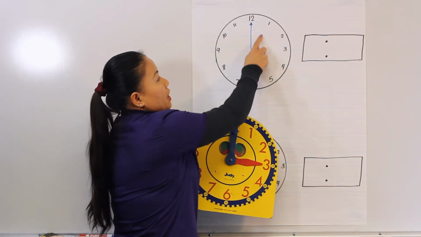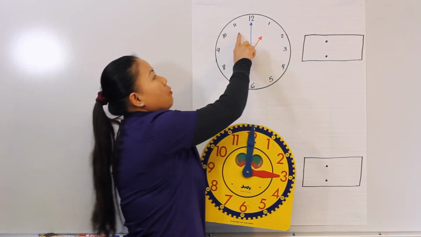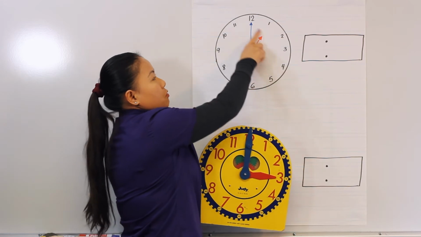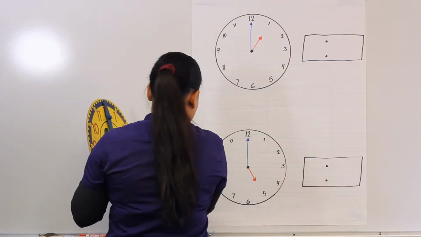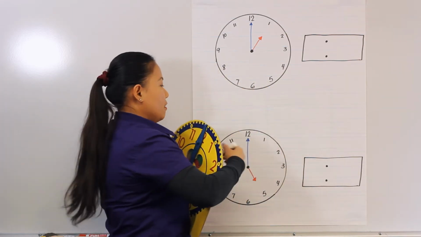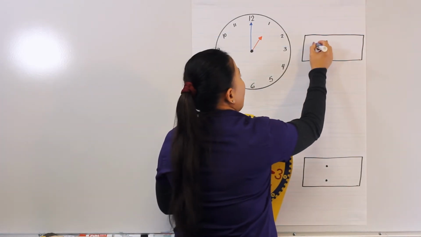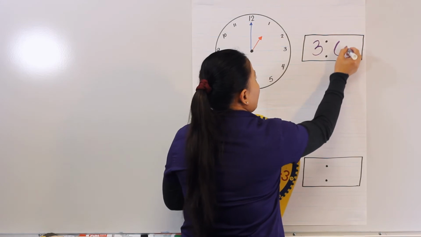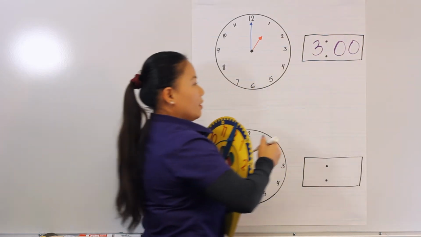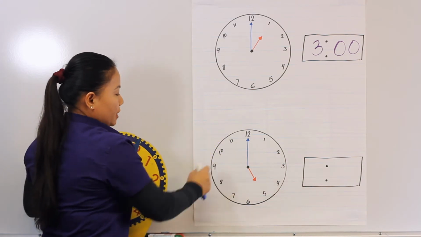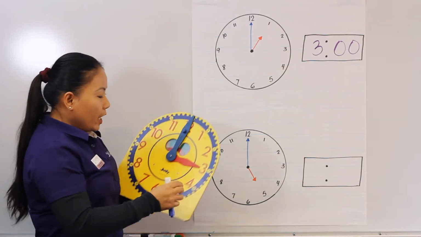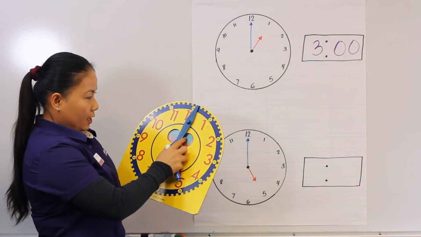That's right. If we start at 1 o'clock and if we walk around 2 times, 1, 2, our time will be at 3 o'clock. Very good. So we're going to write 3 o'clock. It's kind of like skipping. Now I would like you to look at the bottom clock. We are at 5 o'clock.